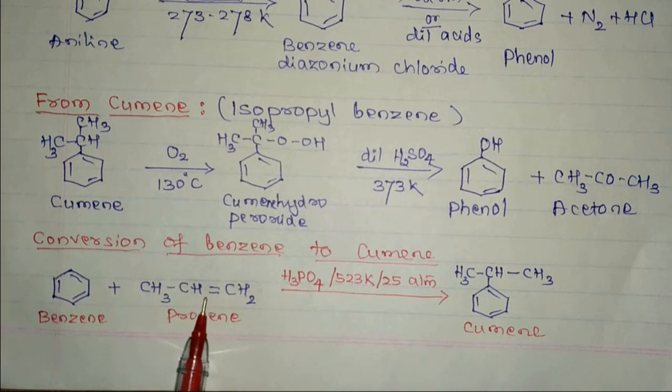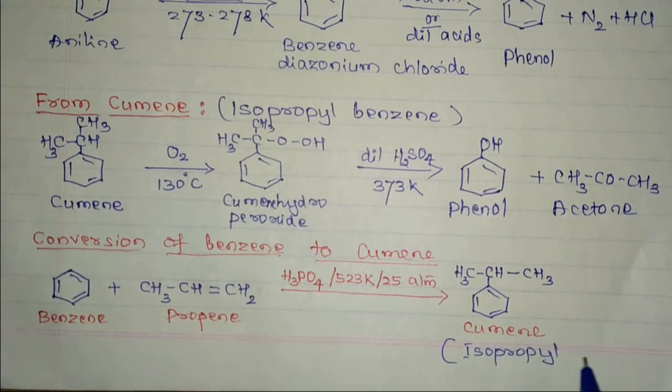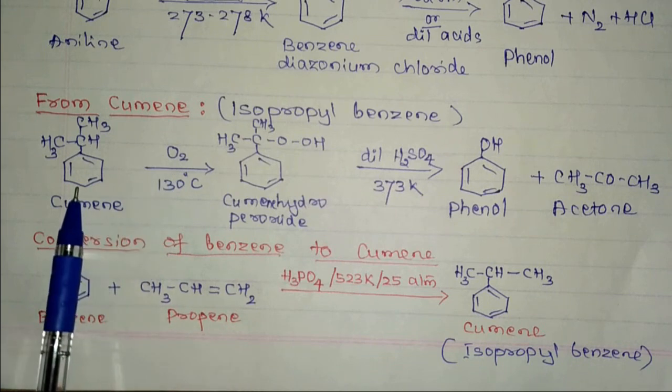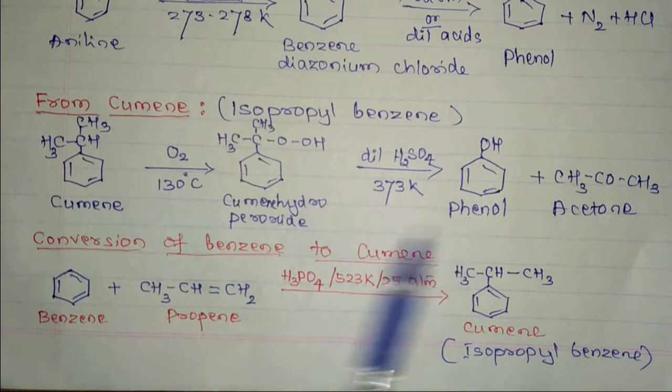Benzene is heated with propene in the presence of phosphoric acid catalyst at 523 Kelvin and 25 atmospheric pressure. Isopropyl benzene is obtained. This is known as cumene. In this way, we can prepare cumene, and oxygen gas is bubbled through cumene. You are going to get cumene hydroperoxide, which is treated with dilute sulfuric acid. You are going to get phenol. This is how we can prepare phenol starting from cumene.